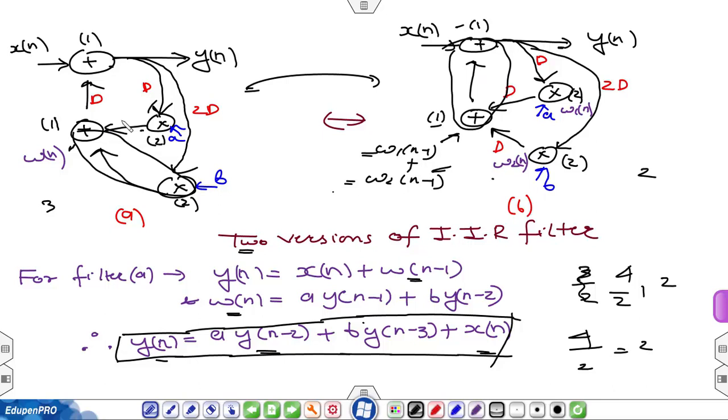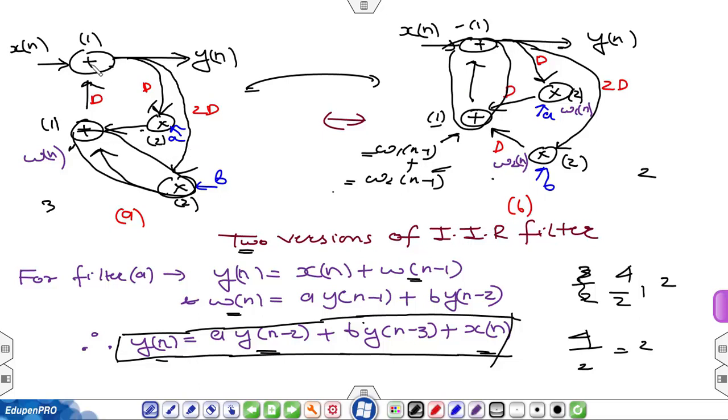Comparing these two identical loops, in this loop the delay element was present at this point, and in this loop the delay element was present at this point. But in the particular loop the total number of delay elements was the same. In this loop the total delays are 2 and in this loop the total delays are 2.